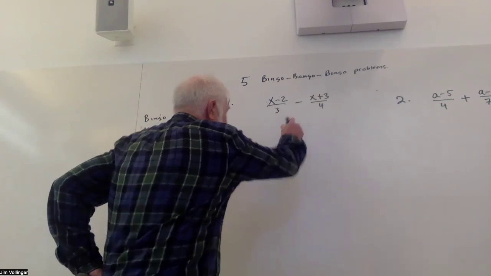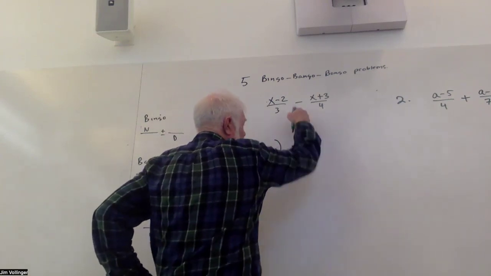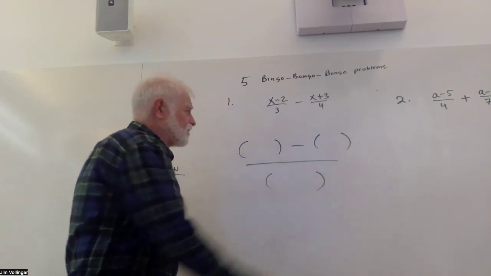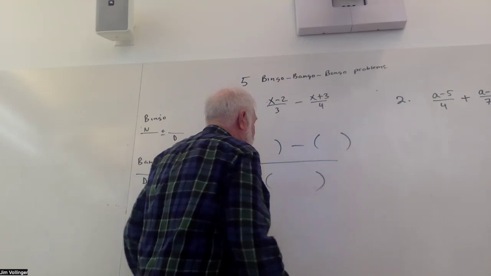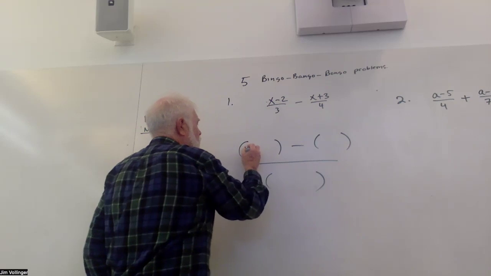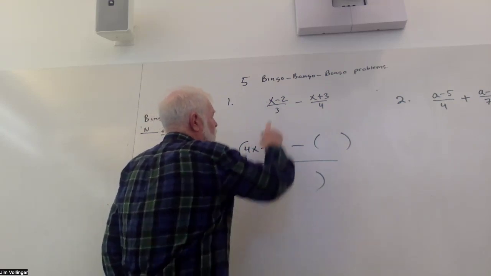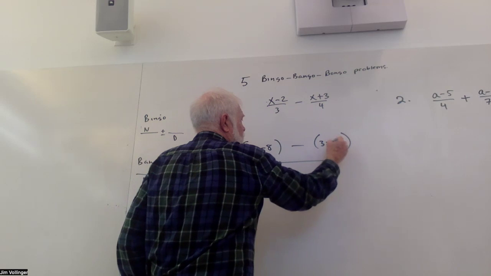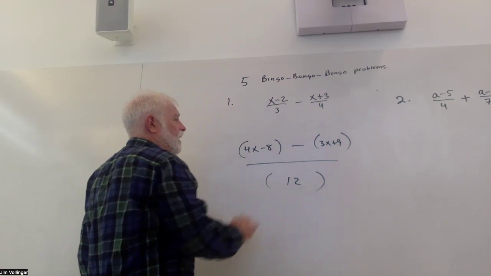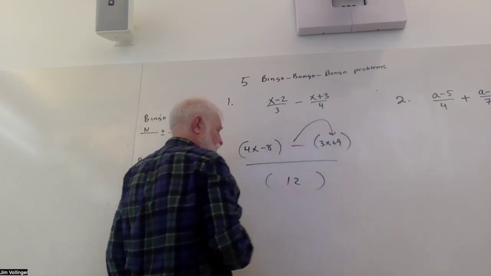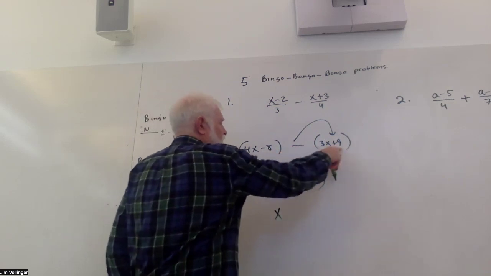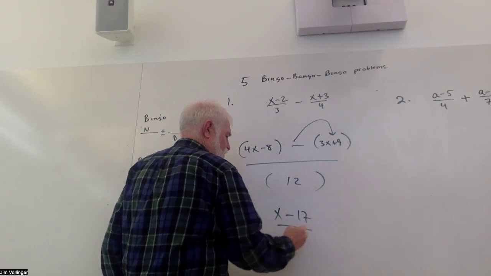So what you want to do, so you don't make any sign errors, is parentheses, in this case minus parentheses, over parentheses. Just get in the habit of doing that. Eventually, you only have to write in parentheses, but I want you to see the distributed process. So I'm going to multiply x minus 2 times 4, which is 4x minus 8. I'm going to multiply 3 times x plus 3, which is 3x plus 9. 3 times 4 is 12. And now I can put these together and I won't make a sign error. So I've got 4x minus 3x is x, minus 8 minus 9 is minus 17 over 12.